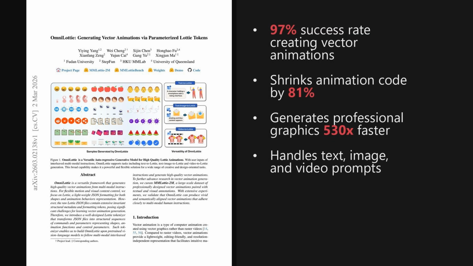Wrapping up, 2 main takeaways stand out. By replacing verbose code with compact parameterized tokens, OmniLottie effectively solves the structural hallucination problem that held back previous models. Furthermore, the release of the OmniLottie2M dataset establishes a robust foundation for future vector animation research. Together, these contributions could significantly lower the barrier for creating professional, editable motion graphics.